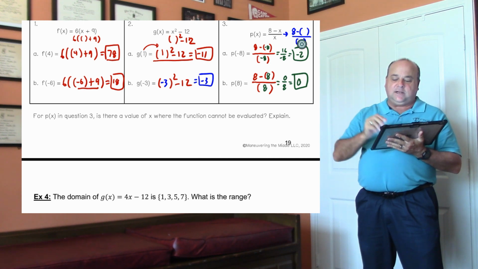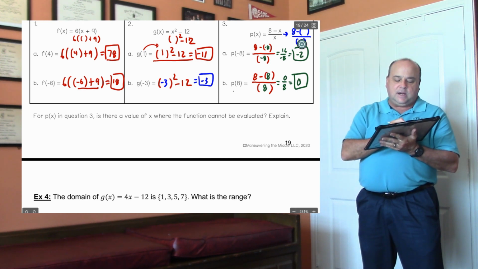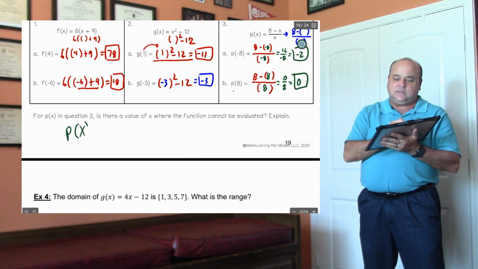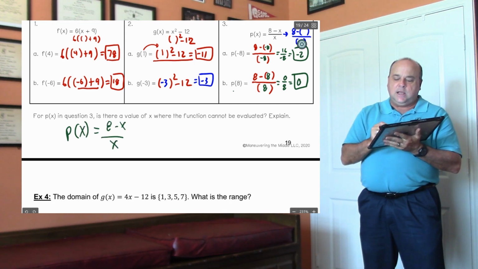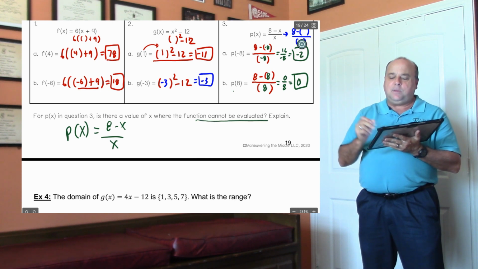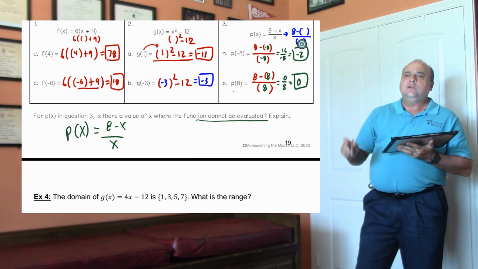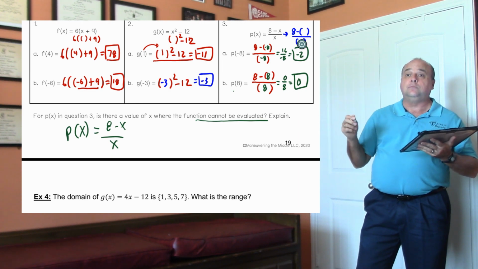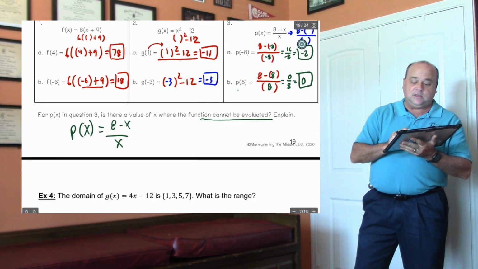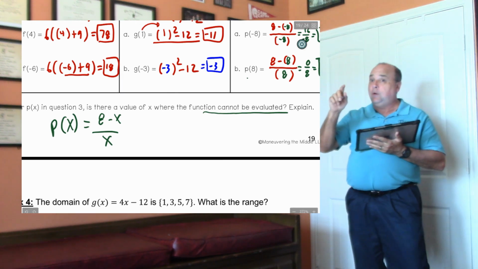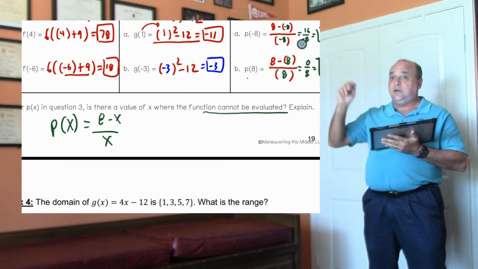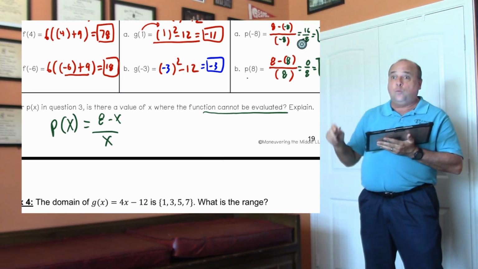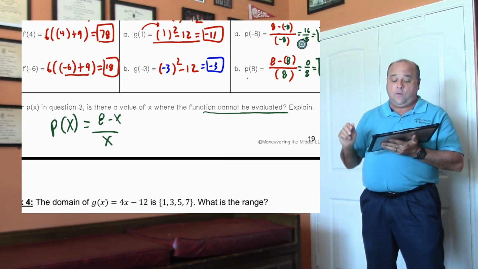Okay, for P of x, on this one right here. So let's write this again. Write down P of x equals 8 minus x over x. Is there a value where it cannot be evaluated? So is there a number we can plug in here where the answer would be no solution? Okay, so think about this. You won't do it in Algebra 1, you'll do it in Geometry and Algebra 2. You're going to have to write down where that function does not work.